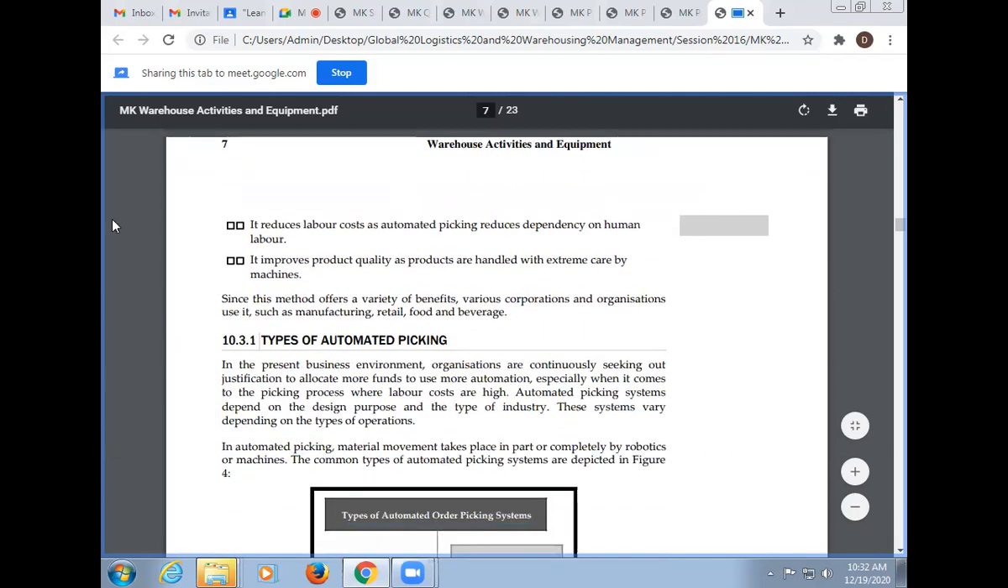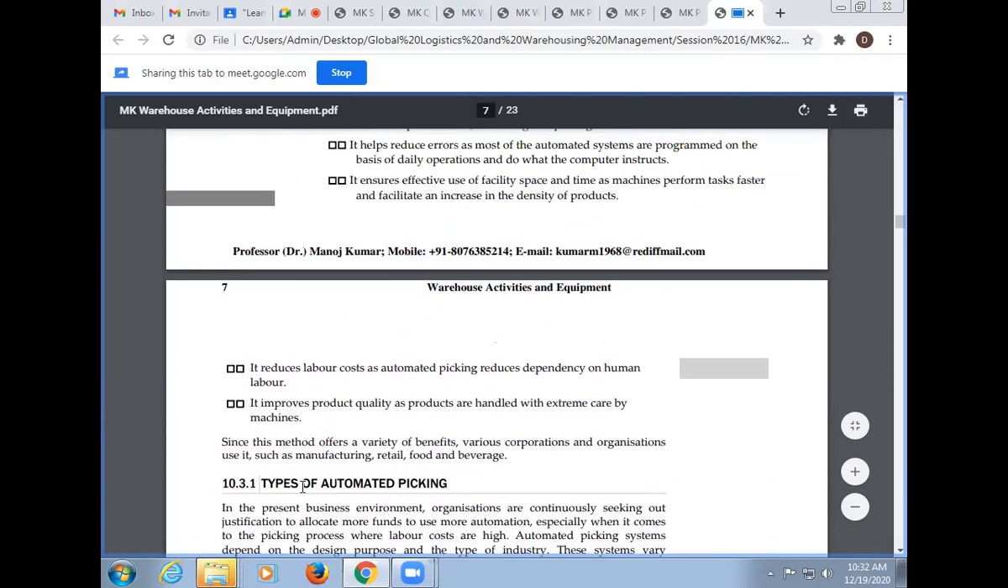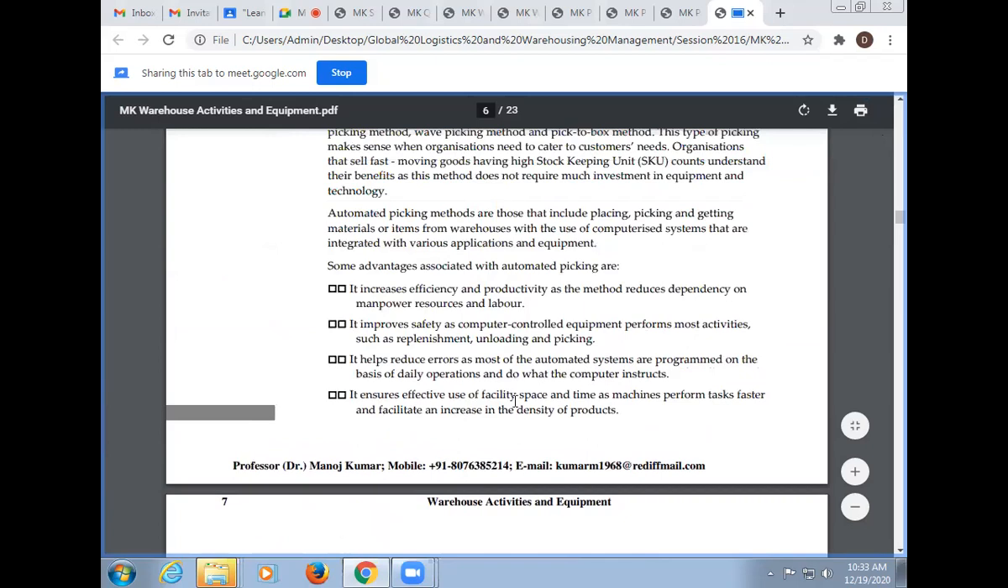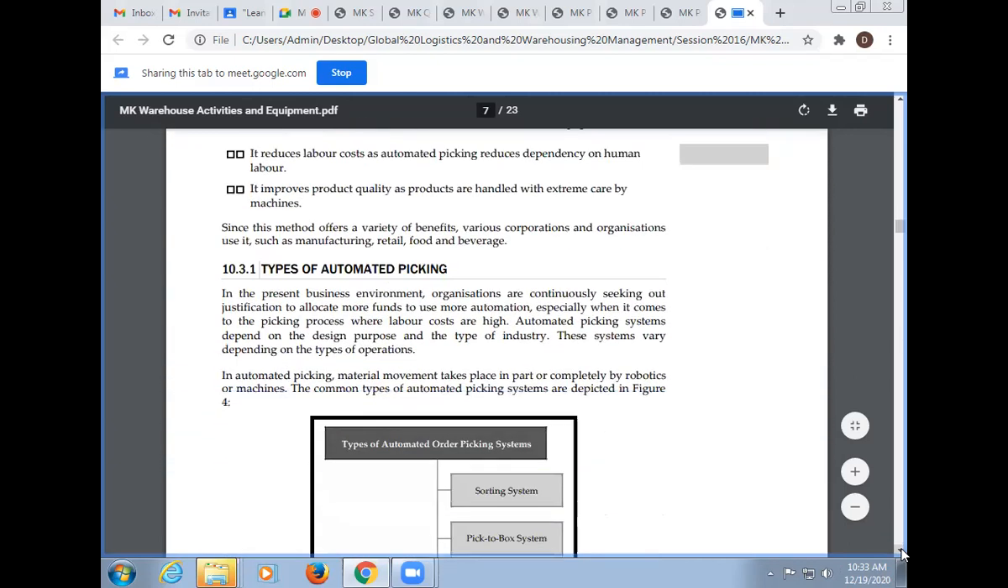It reduces labor cost as automated picking reduces dependency on human labor. It improves product quality as products are handled with extreme care by the machine. It also uses the facility space and time effectively, reduces errors, improves safety, and increases efficiency and productivity. These are the advantages of the automated picking system.